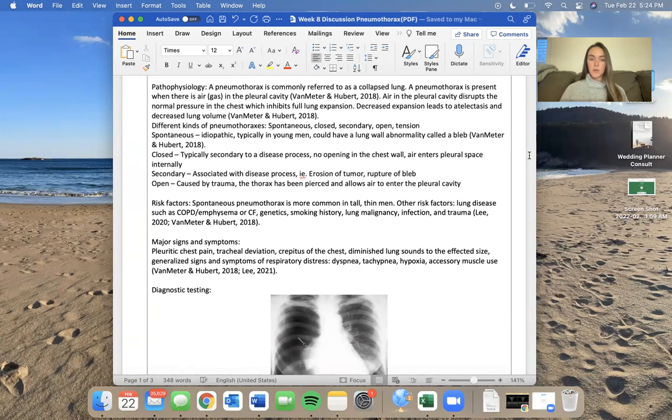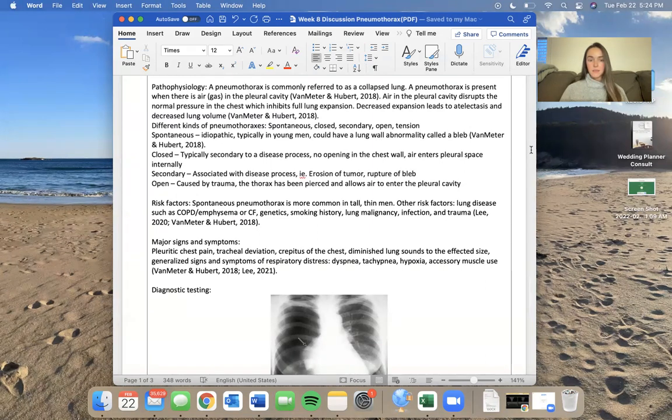There's also a closed pneumothorax, which is secondary to a disease process. There's no opening in the exterior chest wall, but air enters the pleural space internally, through the air cavity. There's secondary pneumothorax, which is associated with a disease process, typically COPD, emphysema, cancer. So a tumor, for example, would rub up against the inside of the pleura and create a hole, so air would enter that way.